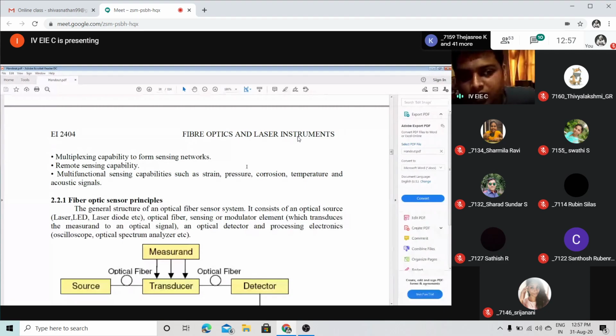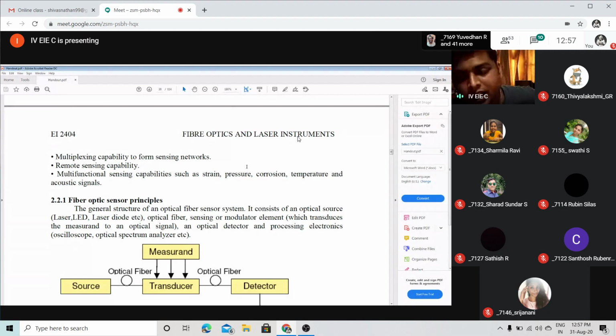You can simply multiplex multiple sensors or multiple data together, and I could create a single communication channel for communicating all the sensor-acquired data from one point to another. So this is the point behind multiplexing capability to form sensing networks. Then, remote sensing capability.